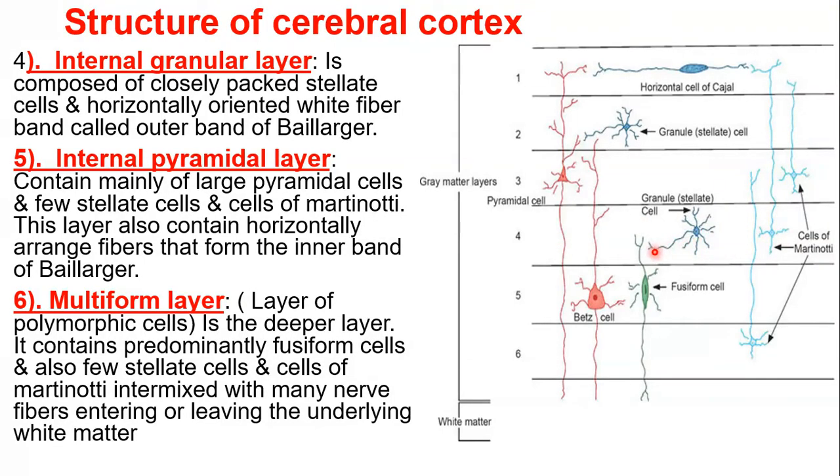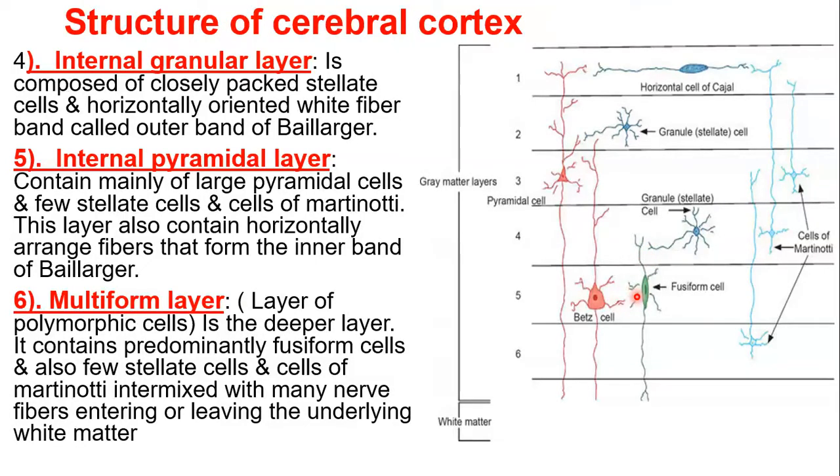Some fibers in this layer are horizontally arranged, so they make a band known as the band of Baillarger. The name of this layer is the internal granular layer, but it contains the outer band of Baillarger, and this band is made up of white matter fibers.